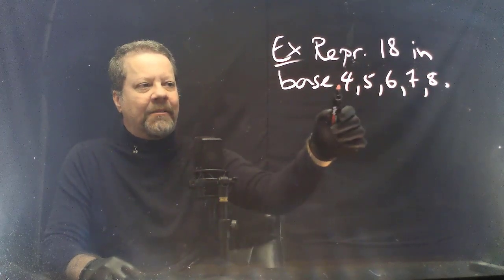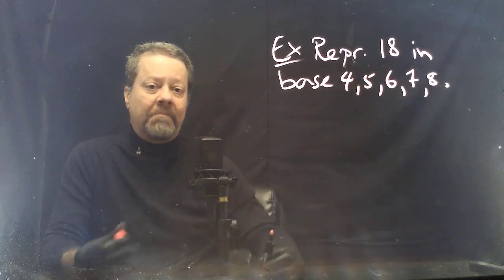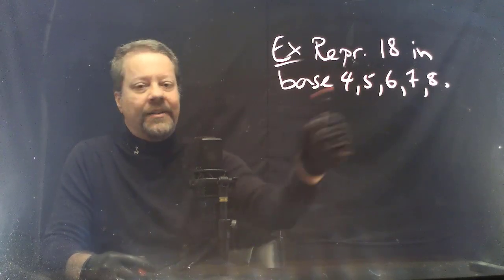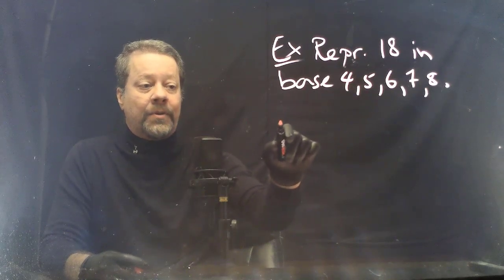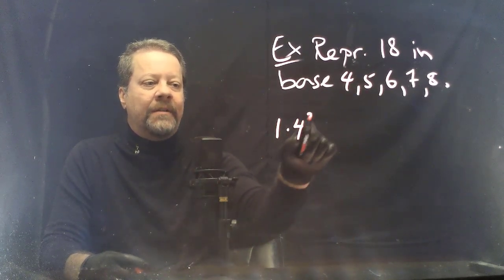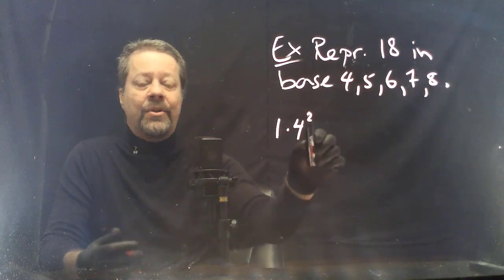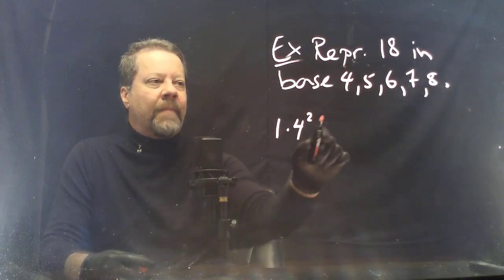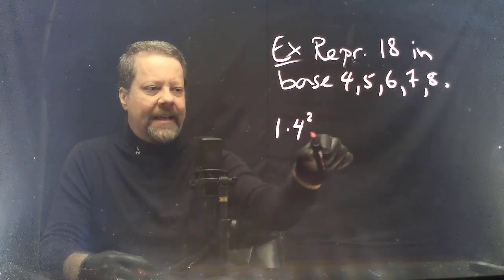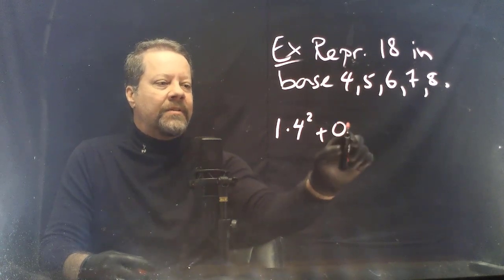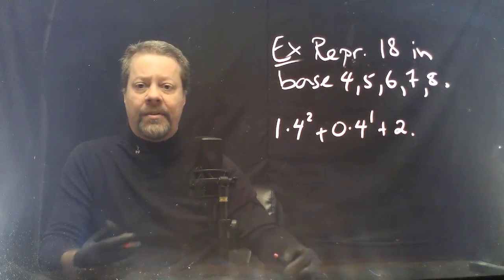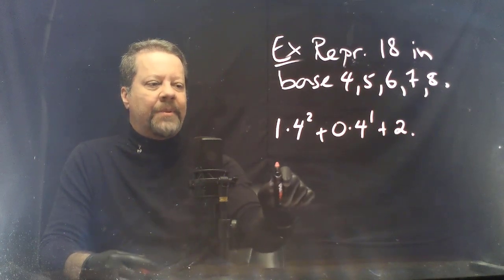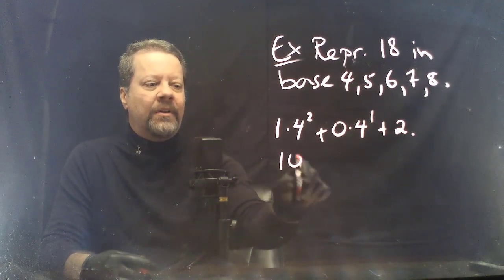Let's see, the biggest power of 4 that we can fit inside of this 18 is 4 squared. So 1 times 4 squared. 4 squared is 16. That leaves 2 left over. You can't subtract any 4s out of that 2. So you have 0 times 4 to the power 1, and then the 2 that you have left over. So the representation in base 4 is 102.